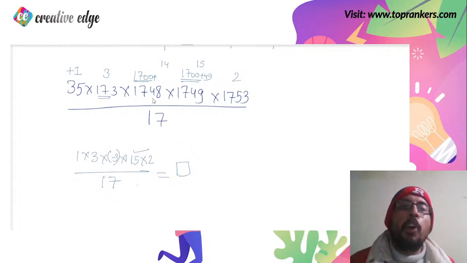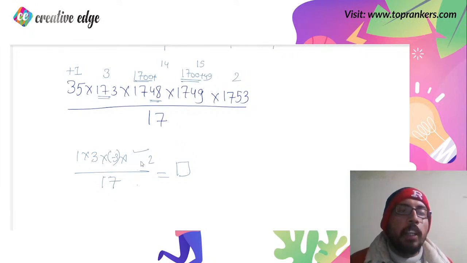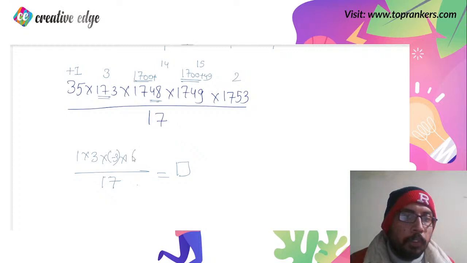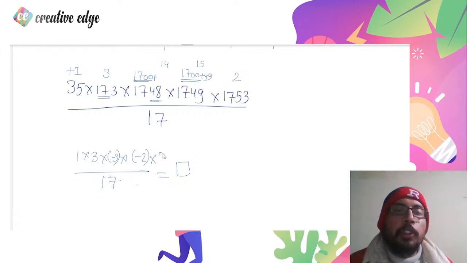Why? Because I am not reading up to 17 2s are 34. I am going till 17 3s are 51. That means this 48 is 3 less than 51. In the same way, this 49 is 2 less than 51. So I will be writing minus 2 into this 17 3s are 51. Remainder is 2.